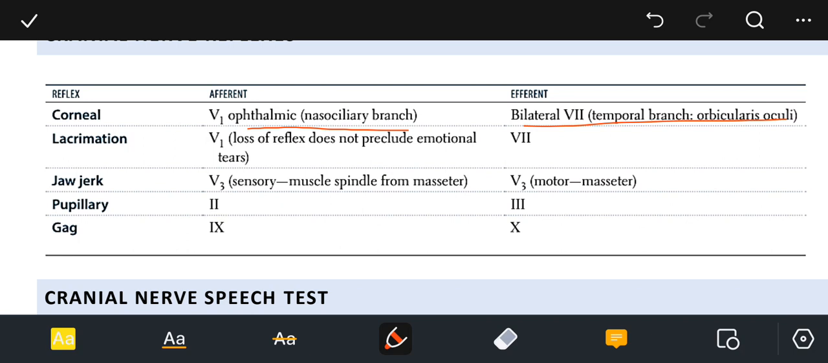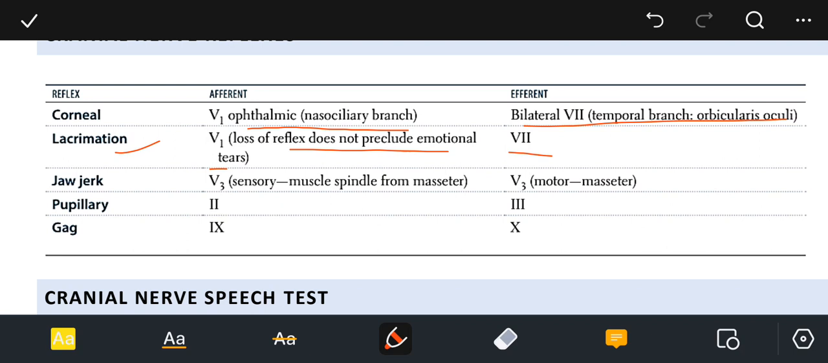The lacrimation reflex is mediated by cranial nerve V1, and loss of the reflex does not preclude emotional tears. Lacrimation means weeping. So when you are weeping, cranial nerve V1, the ophthalmic branch of the trigeminal nerve, takes the sensation all the way back, and then the facial nerve brings the reflex lacrimation into action. But suppose there is some damage to the reflex arc, some damage to the ophthalmic branch of the trigeminal nerve, or some damage to the facial nerve.